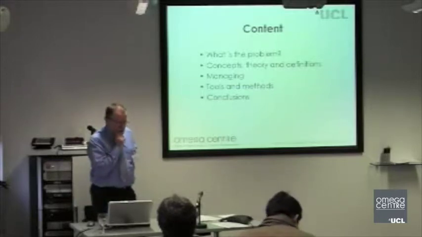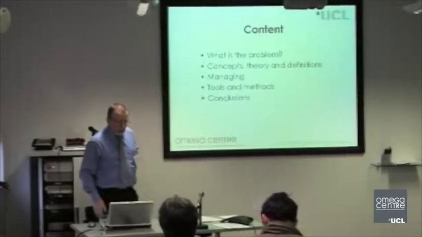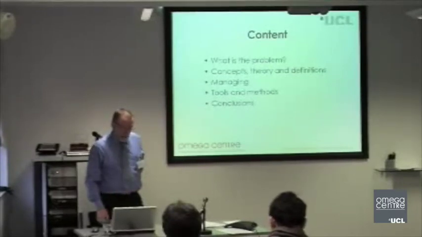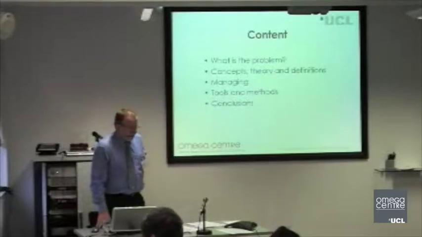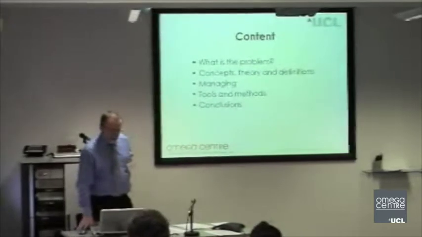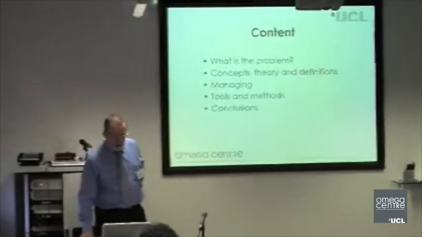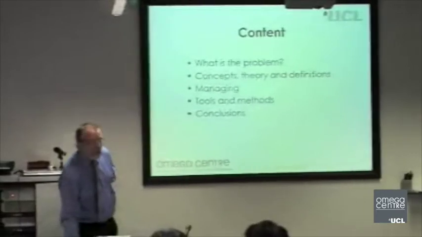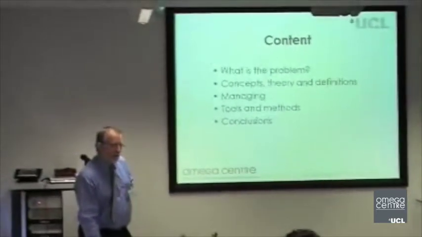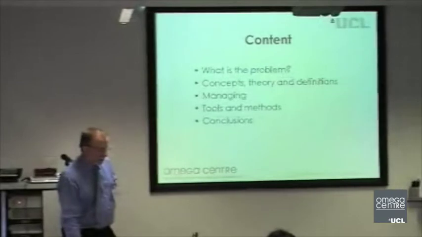So what I'm going to cover is complexity, risk, and uncertainty for decision-making and planning. What's the problem? Some discussion of what the concepts are, the theory and definitions, how complexity, risk, and uncertainty have been managed in the past, what might be appropriate, what tools and methods there are around, and some conclusions. I'm going to go through pretty quickly, but the full paper that we've written will be available to you all via the website, and you've got a handout of all the slides.